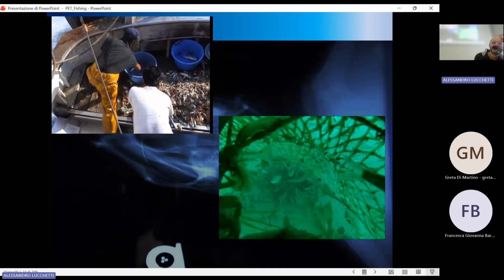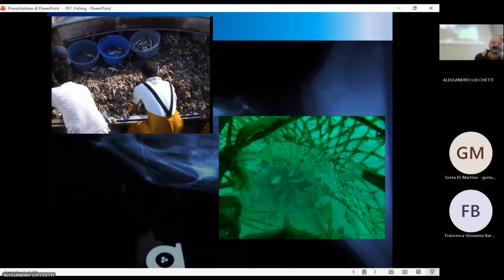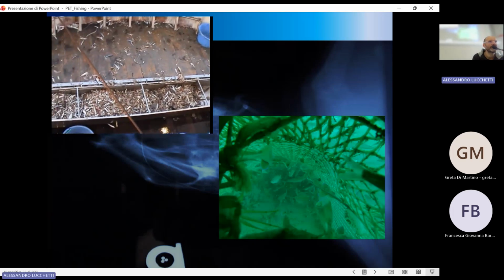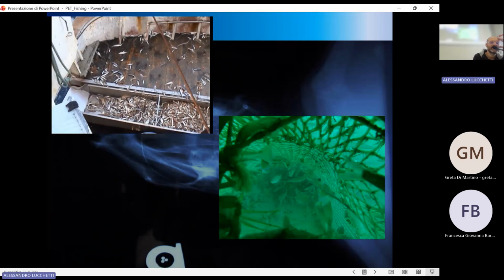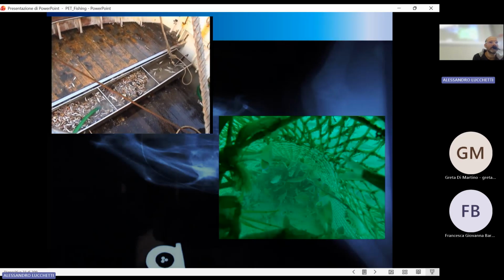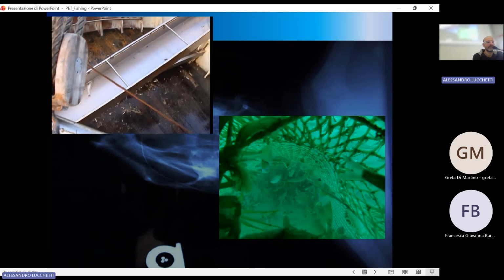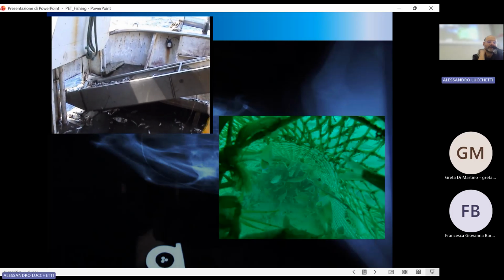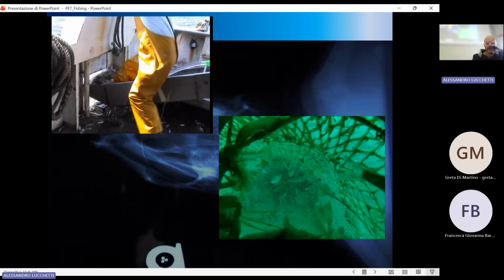Okay, after this, they do the sorting. They divide the catch by the different species. And this is the discard, what remains at the end of the sorting procedure. Everything is almost dead, and all this part is thrown to sea. So everything is dead, and if some species can be alive, probably here they finish their life.